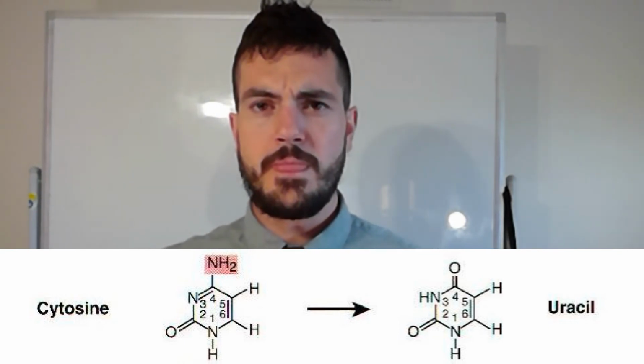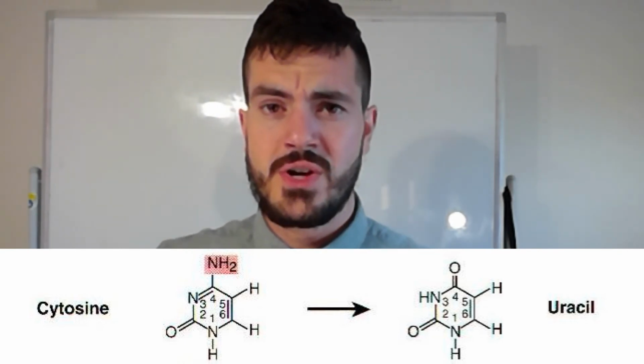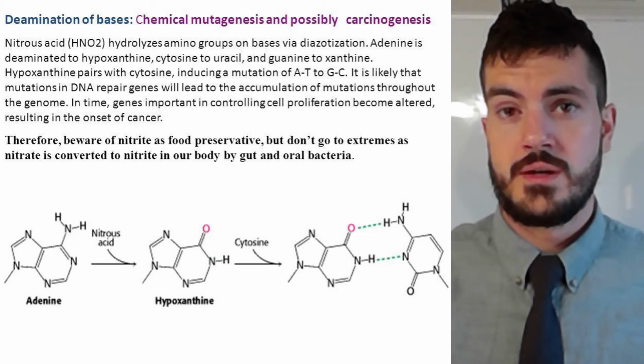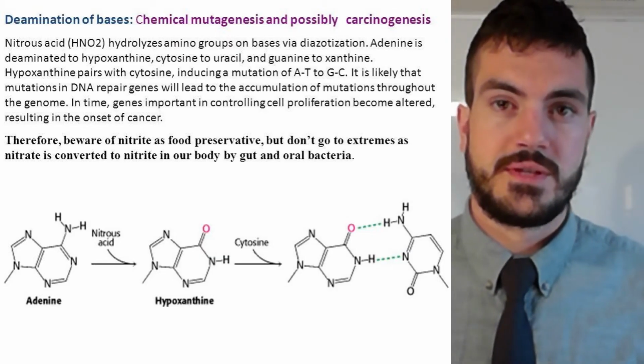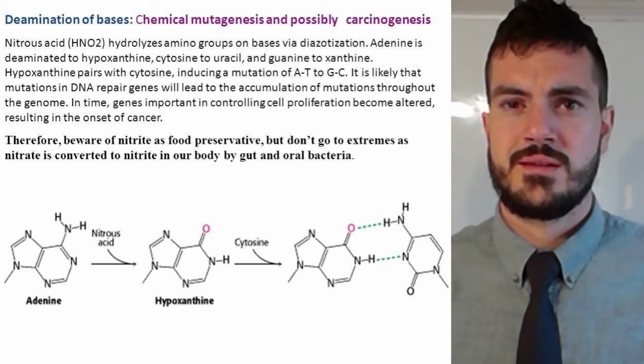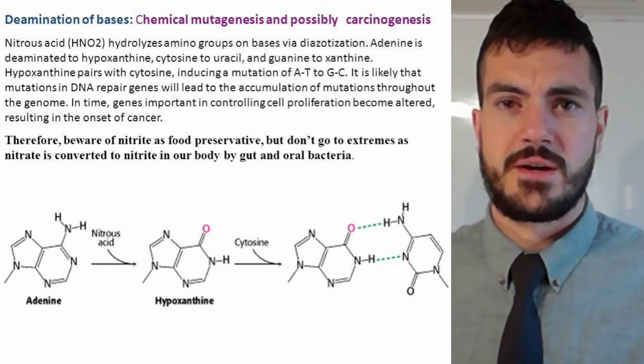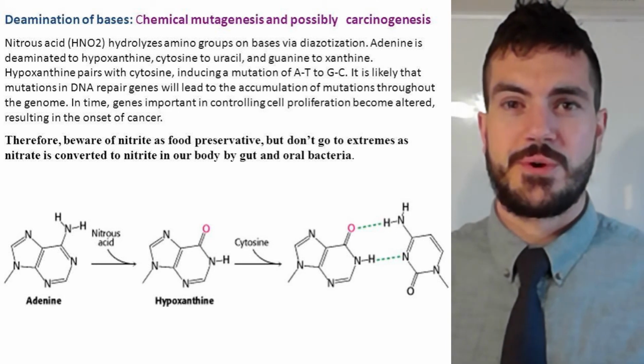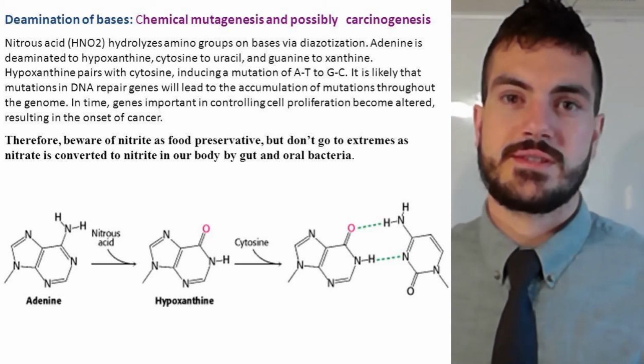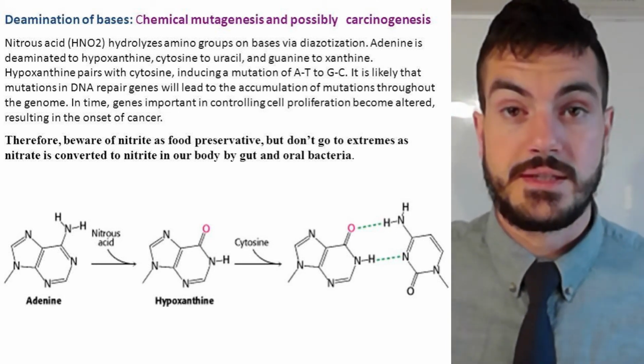Heat can cause this, and you know what also causes it? Nitrates. Nitrates are in a lot of different meats. They're in hot dogs, all kinds of nasty stuff. So heat and nitrates can cause cytosine deamination. Nitrates are also in a lot of meat preservatives.